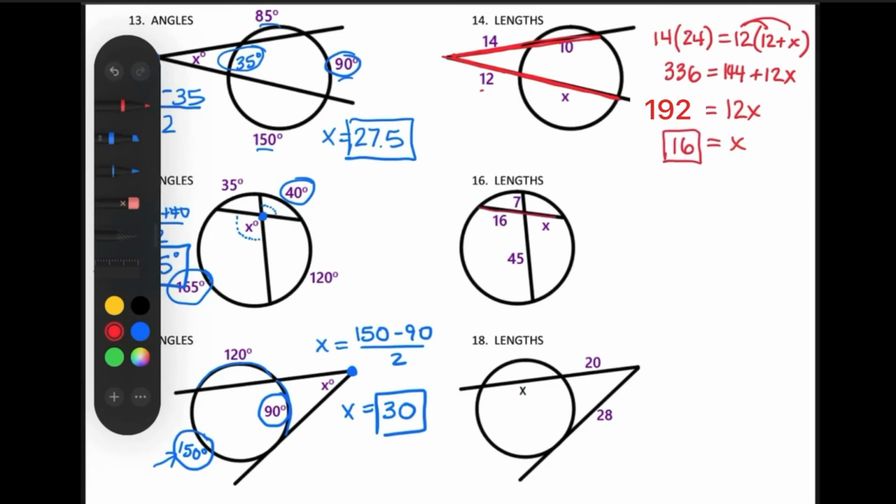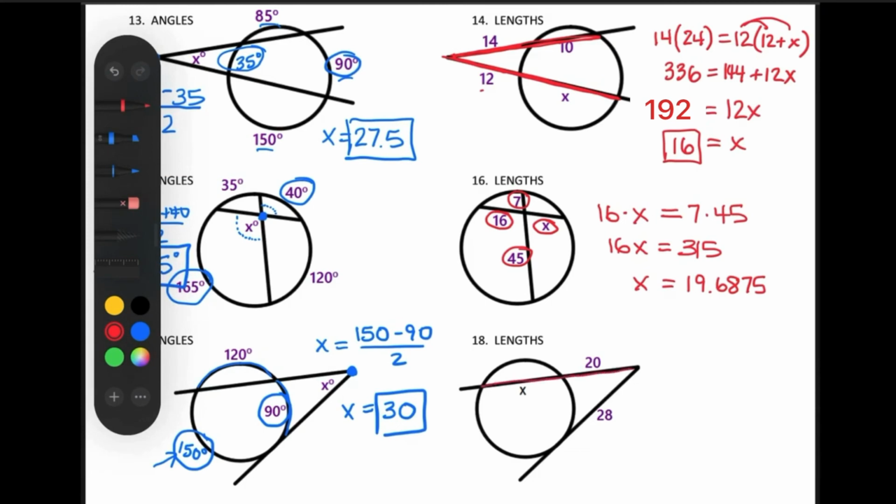The next one, it just has two intersecting chords, right? So the setup for that is we just take the chunk from one times the chunk from the same one. So we would take the 16 times the x and have that equal the 7 times the 45. Any other combo is not going to work on this one. So 16x equals 315. Divide by 16. That works out perfectly. I wouldn't need to round that or anything.